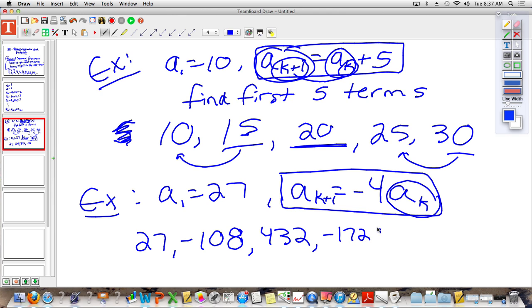All right, so we go positive, negative, positive, negative. The next number is going to be positive. So negative 1,728 times negative 4 is going to get you 6,912, and it's positive. The big numbers.